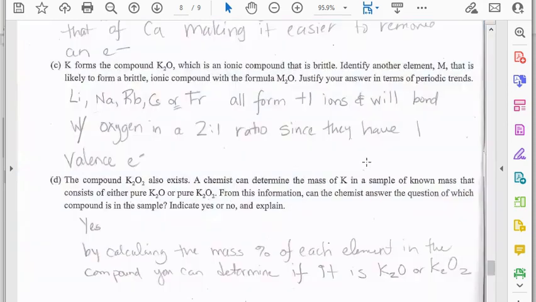Can you leave out the part about valence electrons? Can you just say they form +1 ions and oxygen in a 2-to-1 ratio? The +1 ions implies that it has 1 valence electron. Yeah, but I think you need to write out what it means.